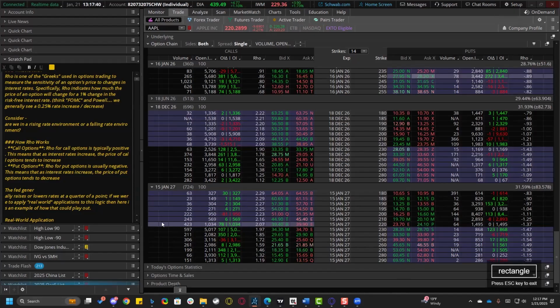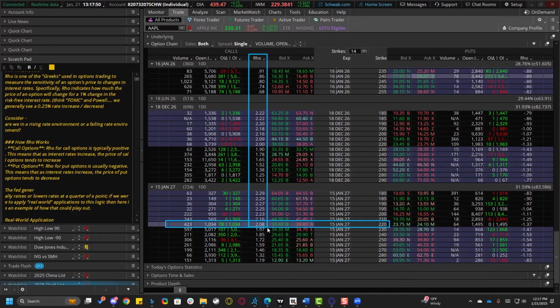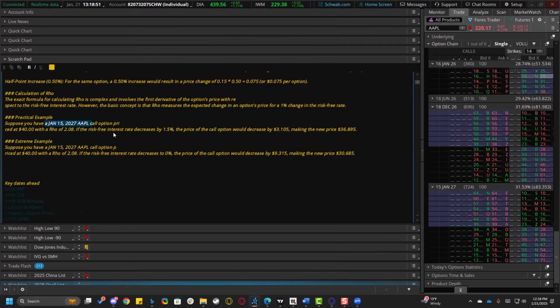Right? I'll just highlight that here. So with that in mind, if the Fed was to cut 0.25%, what could we expect that 0.25% to do to this one option? So if we have a January 15, 2027 Apple call option, and it's priced at $40 with a Rho of 208, if the risk-free interest rate decreases by 1.5%, the price of the call option would decrease by $3.10. Think about that.